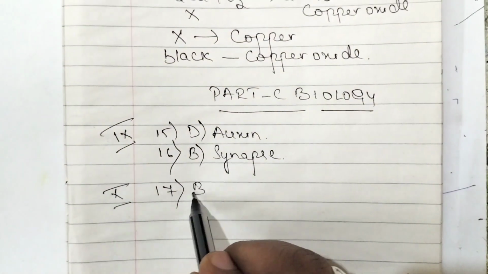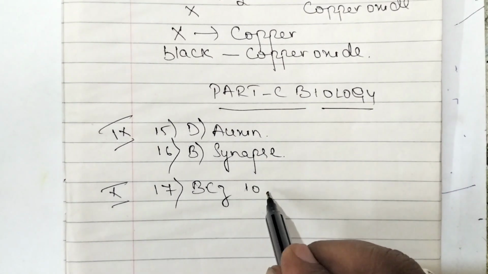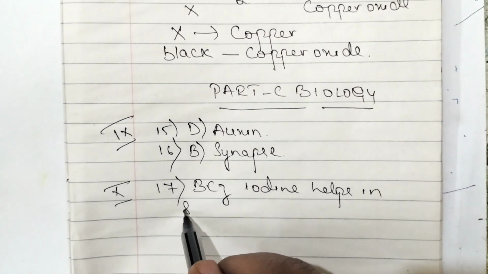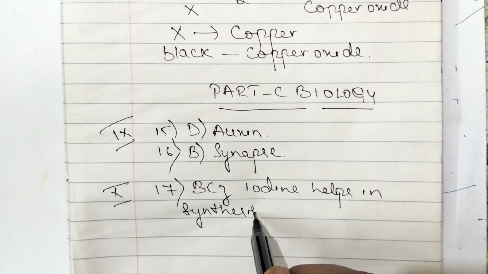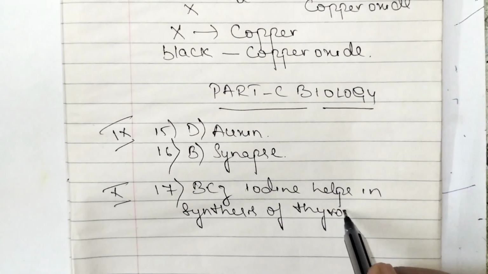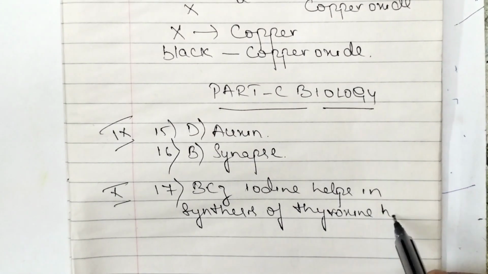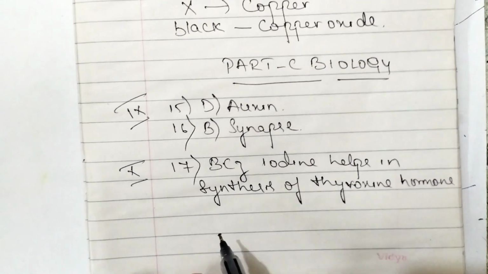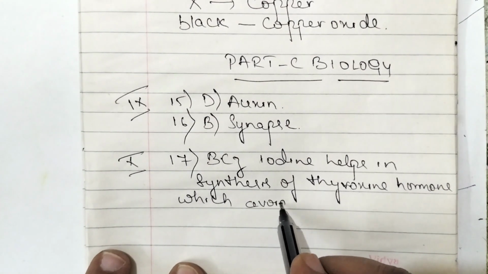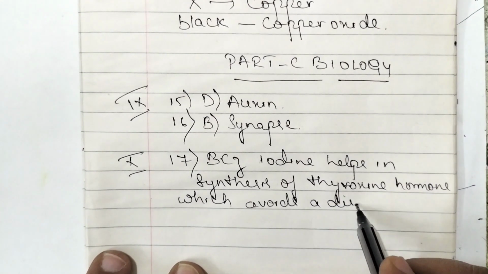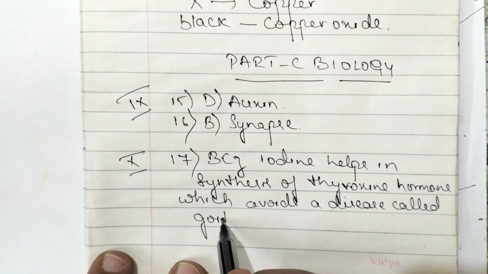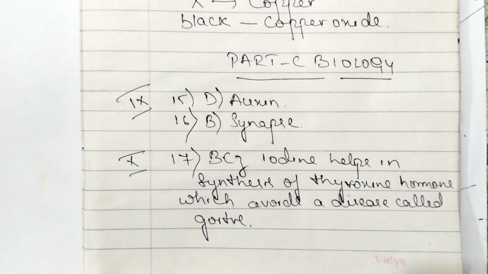Because iodine helps in synthesis of thyroxine hormone, which avoids a disease called goiter. So this is the answer for the 17th question.